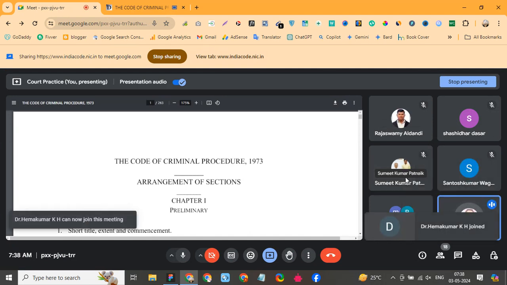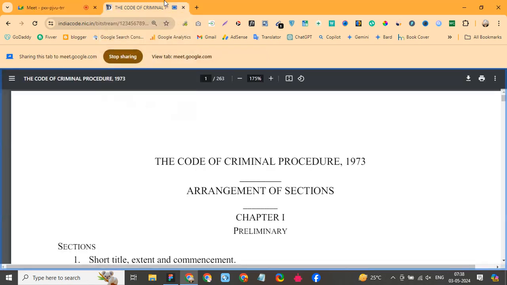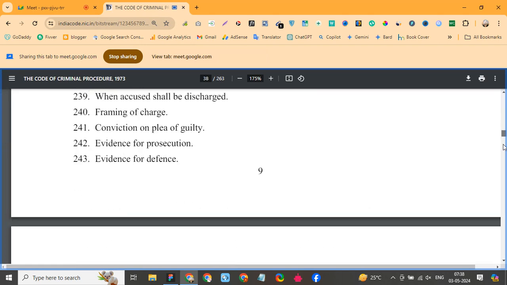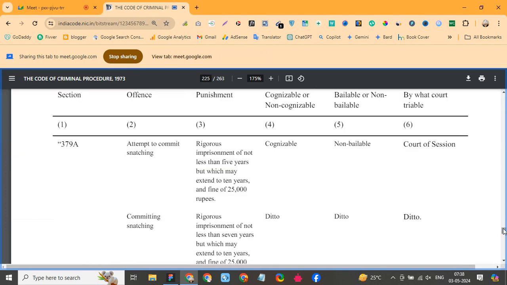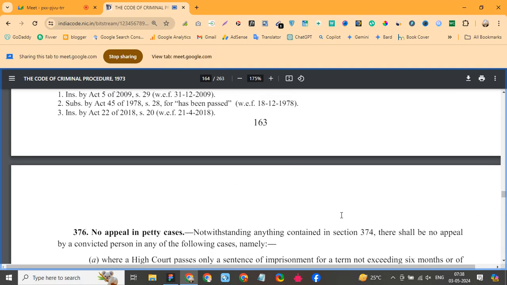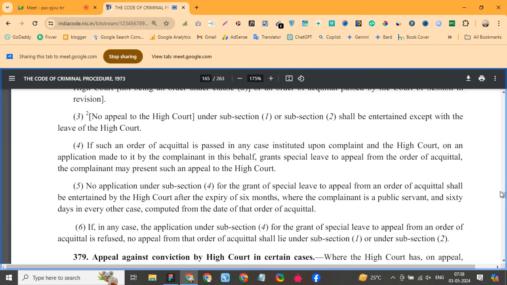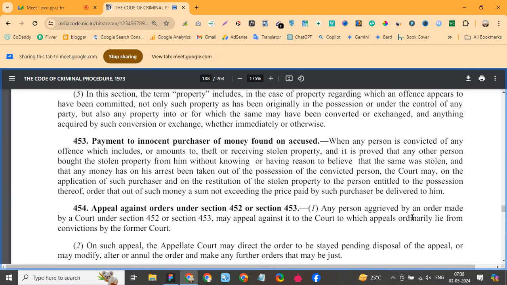So this is the CRPC part. In this particular CRPC part, we have to learn the first schedule. And what is the first schedule saying? The first schedule helps any advocate to differentiate between the offenses or crimes according to the first schedule. We can learn a few important parts.